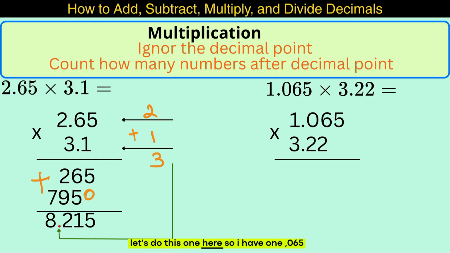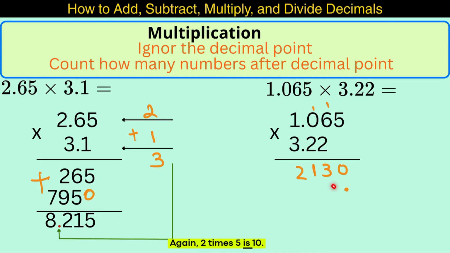So let's do this one here. So I have 1065 times 322. So 2 times 5 is 10. 2 times 6 is 12. 13 carry the 1. 2 times 0 is 0 and 1. 2 times 1 is 2. Here, either I would put 0, leave it empty, put an arrow down, whatever you like, as long as you know how to do multiplication.